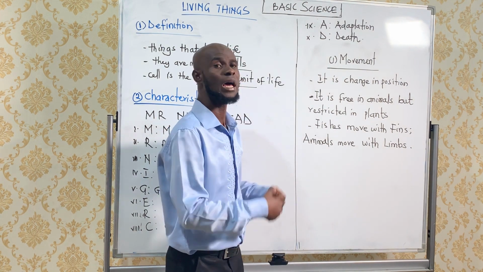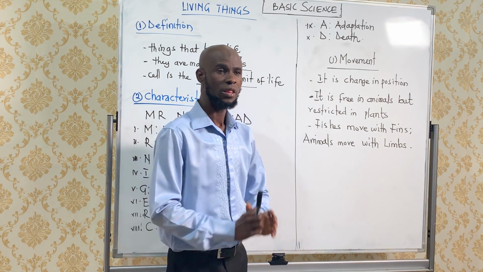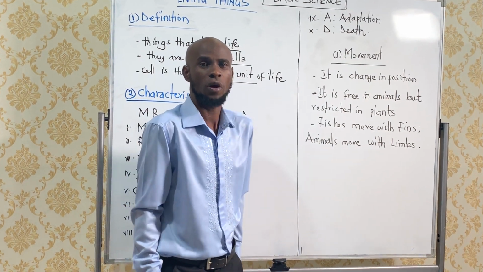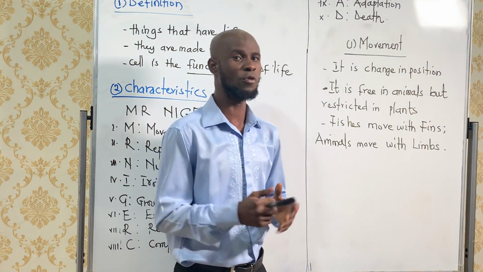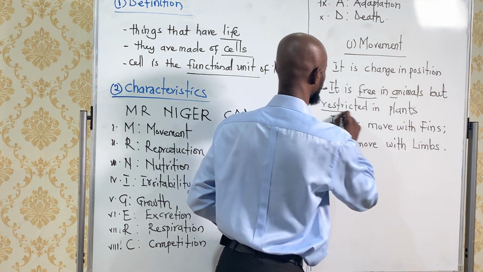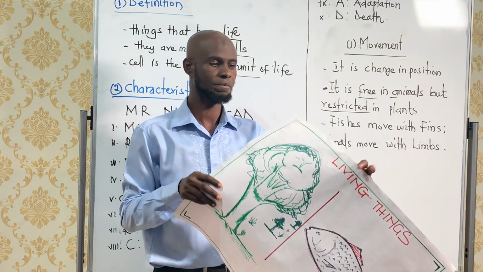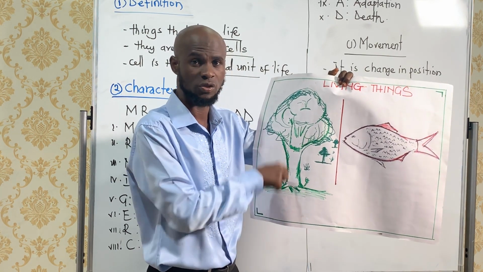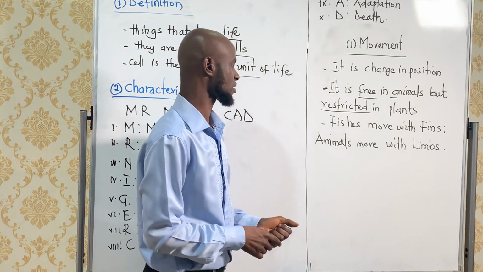And in animals, movement is very free. The animals can move the whole body from one place to another. But in plants, movement is restricted. In animals, it is free. In plants, it is restricted. It's restricted because if I show you this example of the plant here, you can see that this plant is tied to the ground. It is rooted. So movement is not free in the plants.